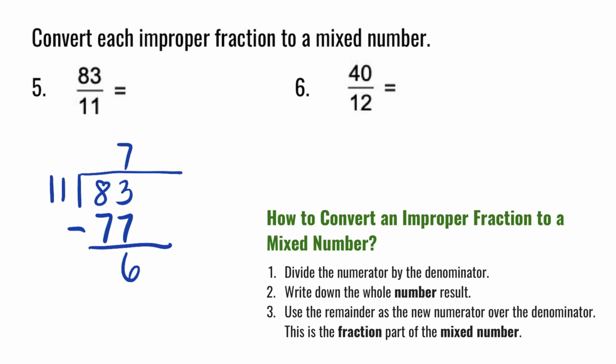So the whole number is 7. The remainder 6 is our numerator, and the denominator is 11. So 83 over 11 is equivalent to 7 and 6/11 in mixed number.